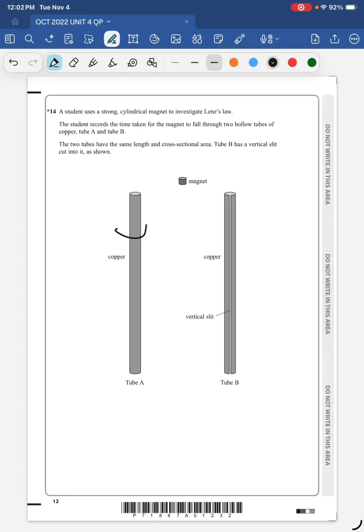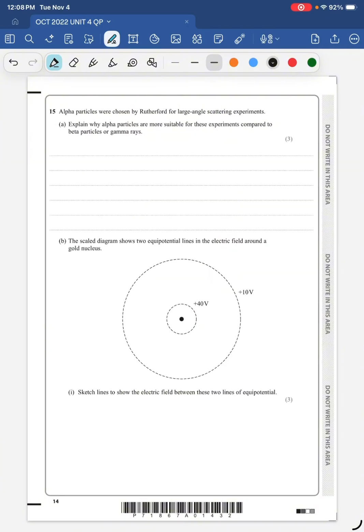So in this case, we will have a current. Is that counterclockwise? Let me think. Yes. So there will be a current through this tube, which will generate a magnetic flux density B upwards, pushing the magnet upwards, which means that it's going to fall slowly. Here the current cannot flow because of this slit, so there is no induced current, therefore the magnet will just fall under the influence of gravity.